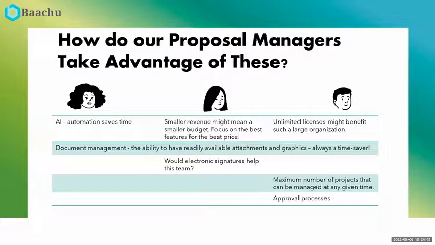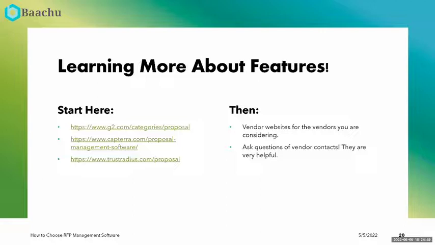So if you're sitting out there and you want to learn more about these features, G2, Capterra, and Trust Radius, within their proposal management software categories, all list the features and can rate the different platforms on what features they offer. And you can see the reviews from users, from both the proposal management side and the sales side, and see what people are saying about how they're benefiting from those types of features.